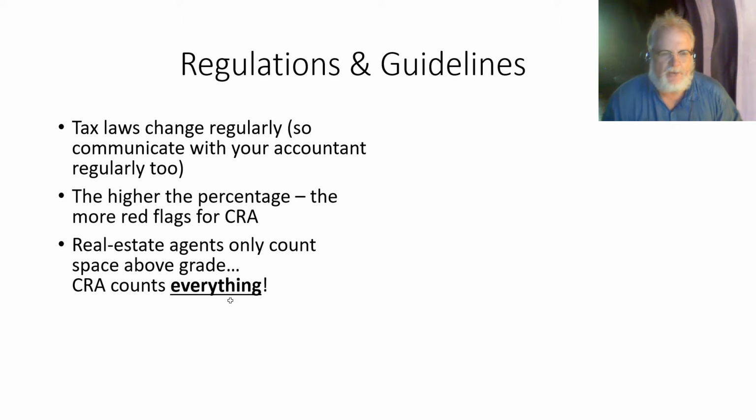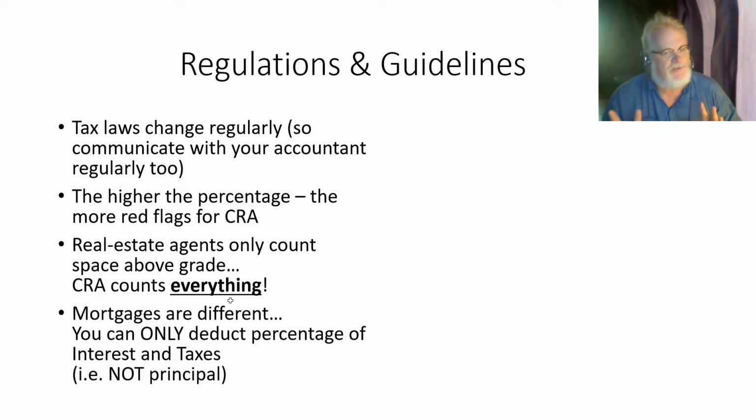Real estate agents only count space above grade. For example, if I live in a 3-bedroom bungalow, it might be 1,200 square feet. They don't count the basement in that because it's not above grade. So even though you've got a basement, the real estate agents will only count the top floor. CRA counts everything. So if it's a 1,200 square foot bungalow on 2 floors, then really you've got 2,400 square feet. So your 1 bedroom actually becomes 5% of your house, not 10%.